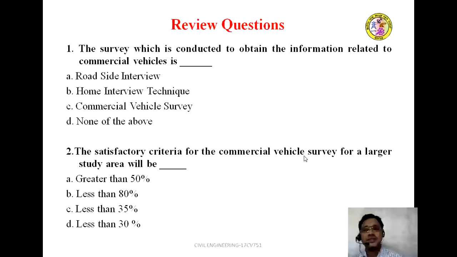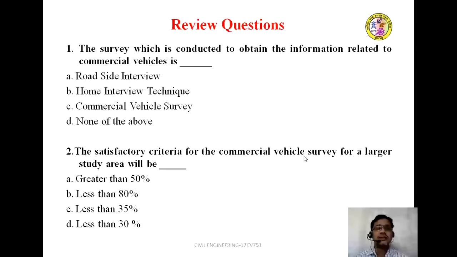So in this session we have learnt what exactly the commercial vehicle survey is, the details to be gathered in it, and its importance. Then we moved on to the next type of survey, the taxi survey, and the questionnaire to be put for it. For better understanding of this session, we have some review questions.